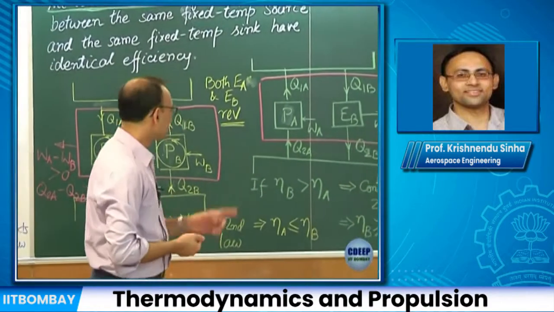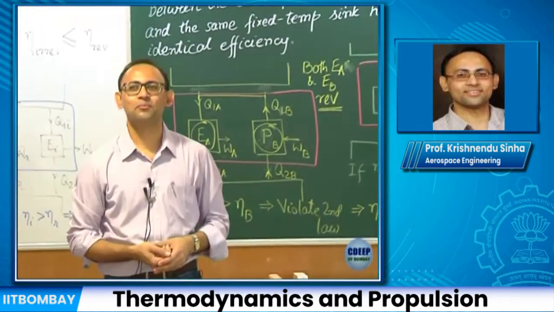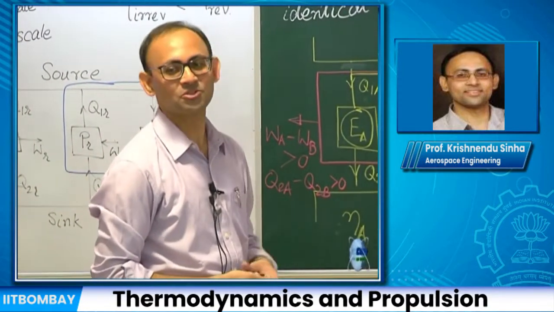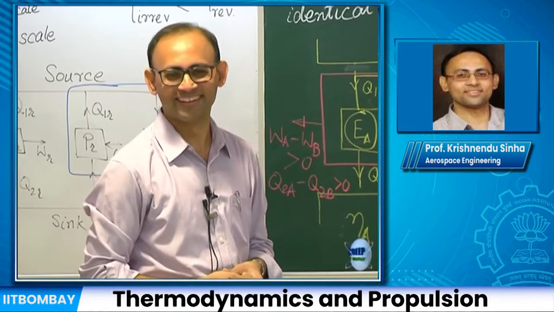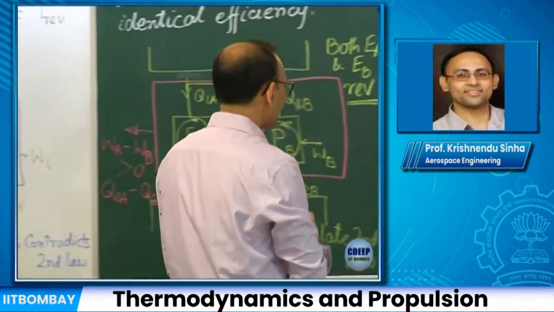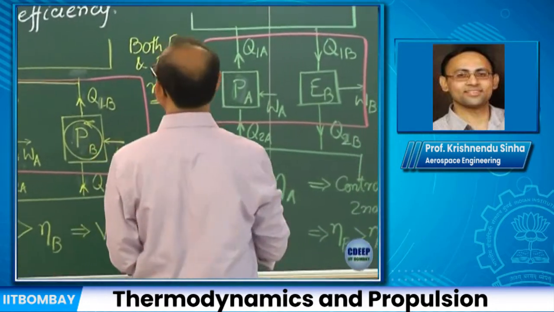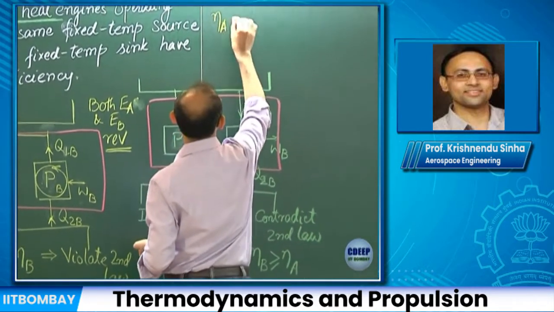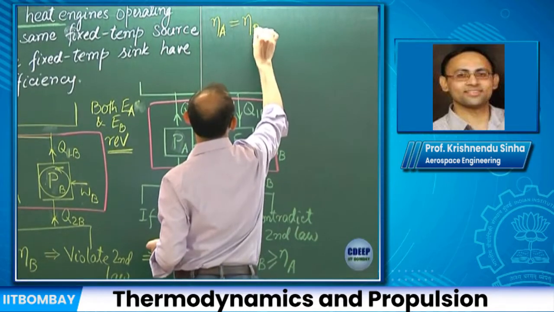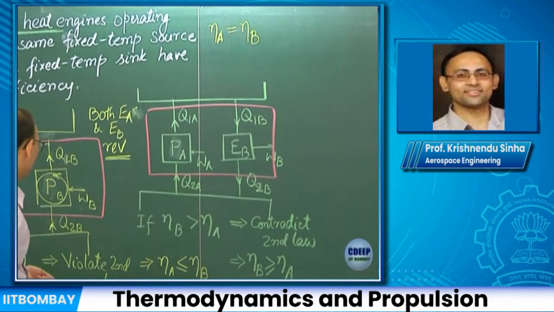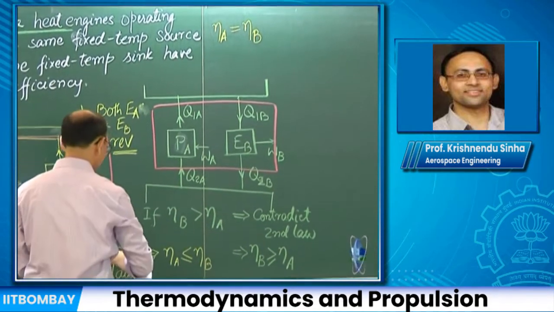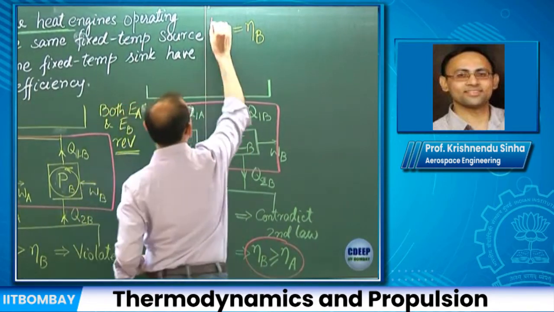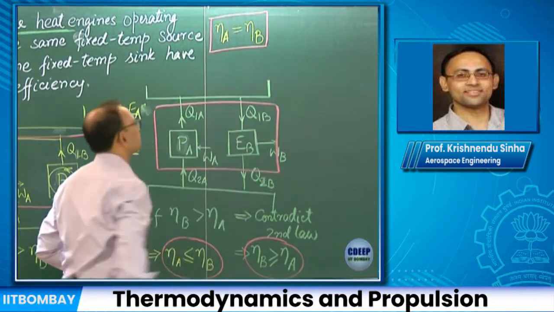The arguments are also important, how we get there, even if finally what we get seems intuitive, right? But it was not so 200 years back. Alright, so what we are getting is exactly what we said at the top: the only way that you can satisfy both this and this is by the equality.